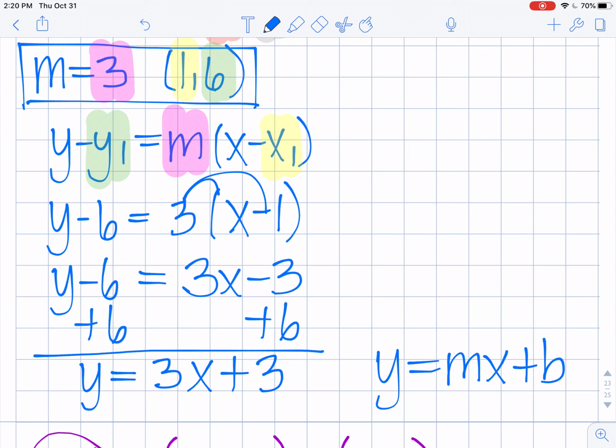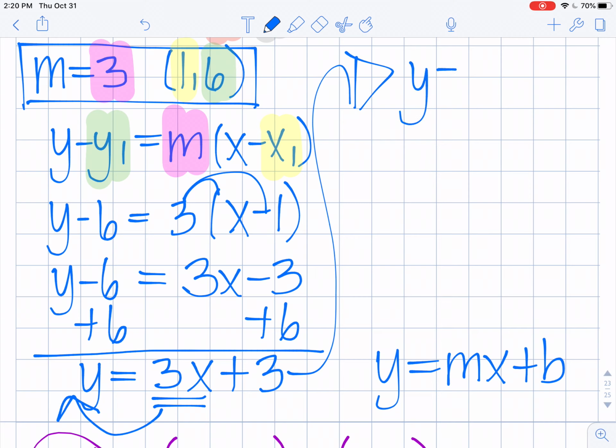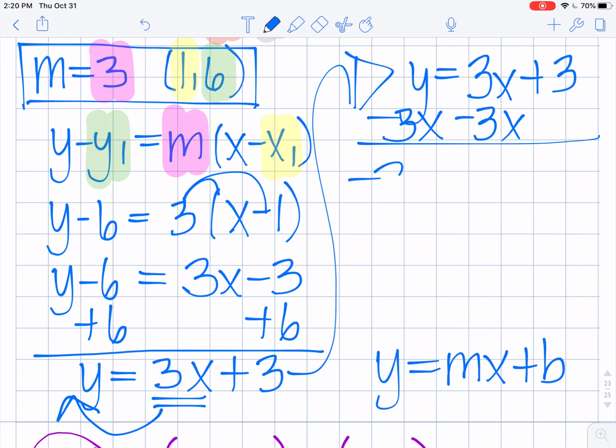But I don't want slope-intercept form. They want you to write this equation in standard form. So what that means is you have to take this 3x and you have to move it to the left side of your equation. So I'm going to move all my work up here because I'm running out of space. So I'm at y is equal to 3x plus 3. So I have to move my 3x. I'm going to subtract 3x from both sides. I get negative 3x plus y is equal to 3.